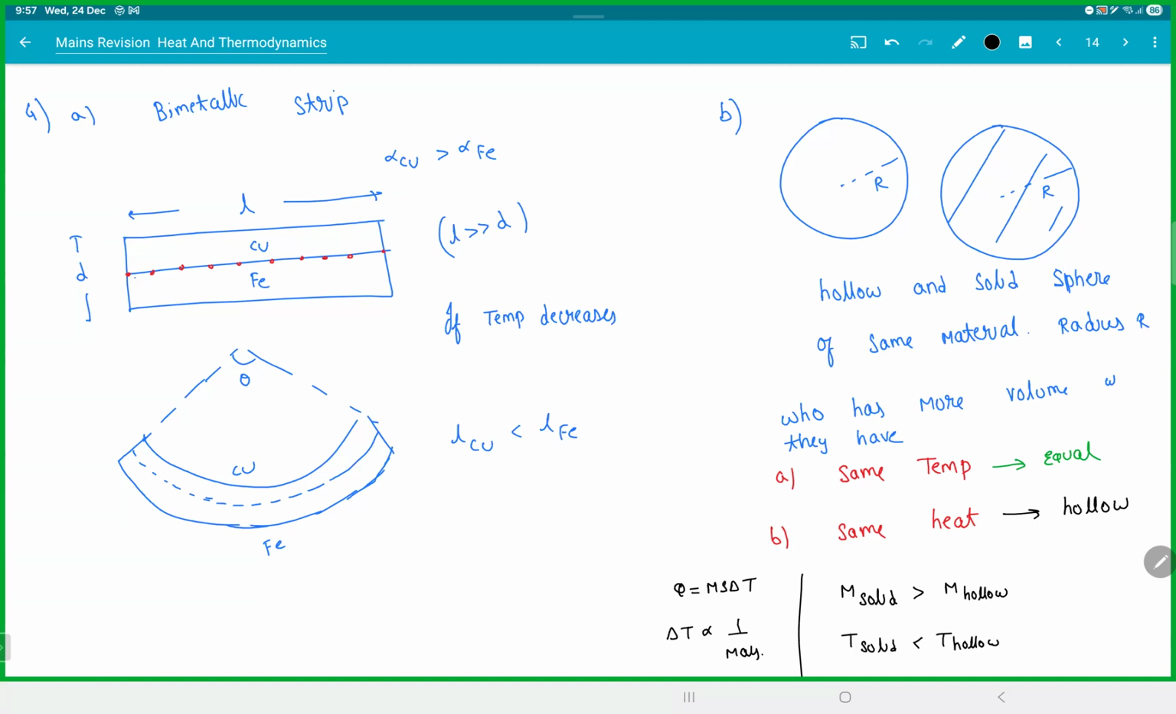Are you clear with the question? If the temperature is the same, they'll expand by the same amount. But if I give the same heat, with the same material, the solid sphere will have more mass than the hollow sphere. So the temperature will rise less. Is that making sense, everyone?